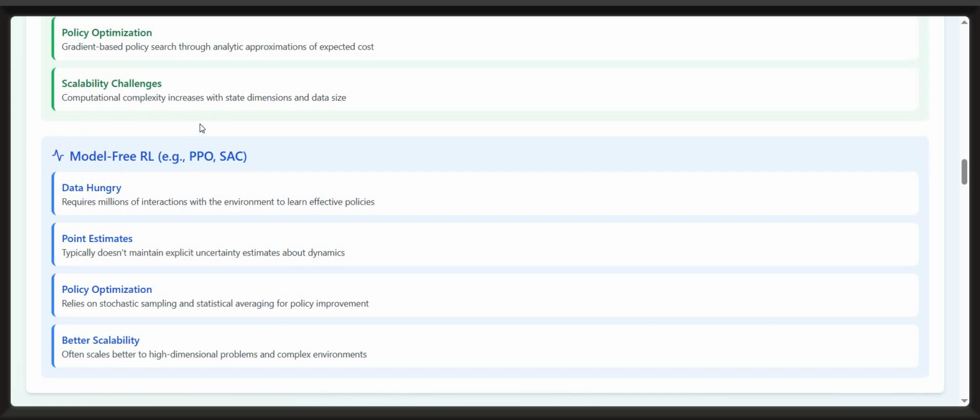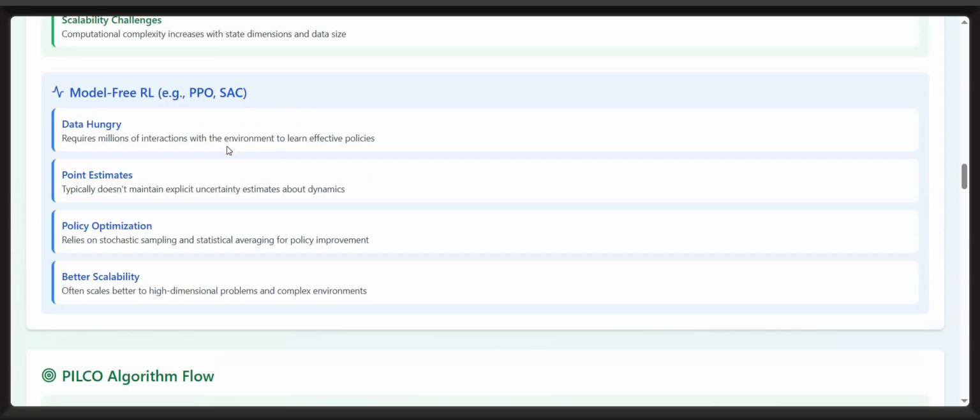There is a downside too. As the number of states and actions increases, things get more computationally expensive, of course. The Gaussian process model doesn't scale very well with big data sets or high-dimensional problems. On the other hand, model-free methods are more scalable. They can handle complex environments better, especially when you have plenty of data. But they usually don't model uncertainty, and because they need to explore a lot more, they tend to require millions of interactions before reaching desired performance.